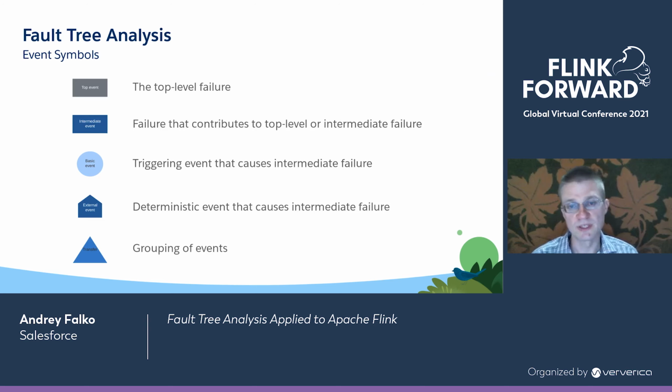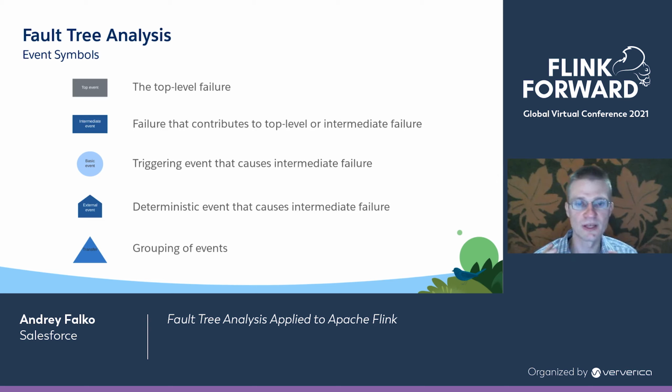The third symbol is a basic event. A basic event is something bad that happens with a probability, such as a hard drive going down. The fourth event symbol is an external event. These are events that are routine, but can contribute to a failure. These are generally deterministic events like a deploy or a software upgrade. These are deterministic because we control when they happen.